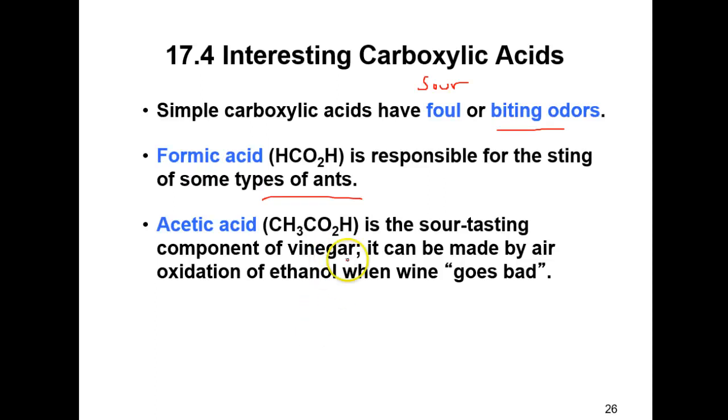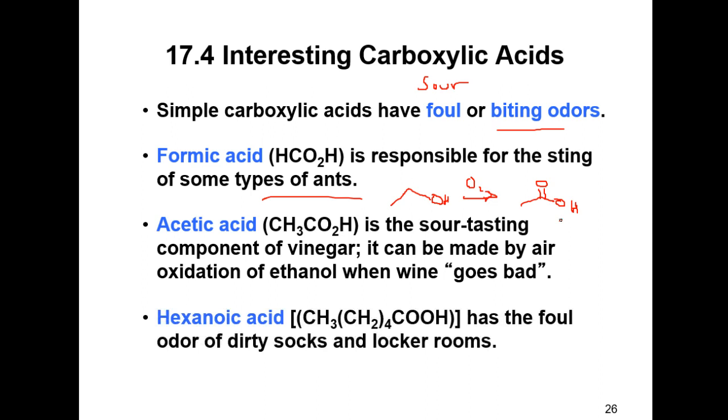Because what happens is the ethanol, remember this is the structure of ethanol, has two carbons and an OH. In the presence of oxygen, oxygen is a very good oxidizing agent. It could oxidize that up to acetic acid. So anytime you have a sour or vinegar taste or an acidic taste in any type of alcohol, that's because the ethanol has been exposed to oxygen for quite some time.